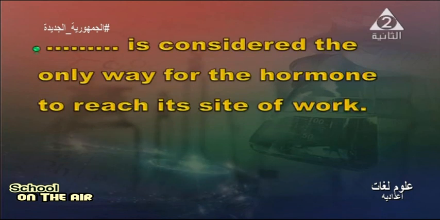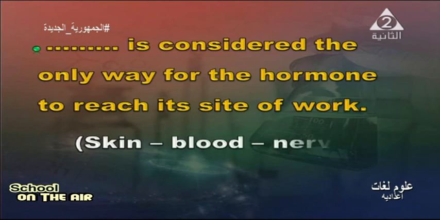Blood is considered the only way for the hormone to reach its site of work. Skin, blood, nerve? Again, blood is considered the only way for the hormone to reach its site of work. It is blood.